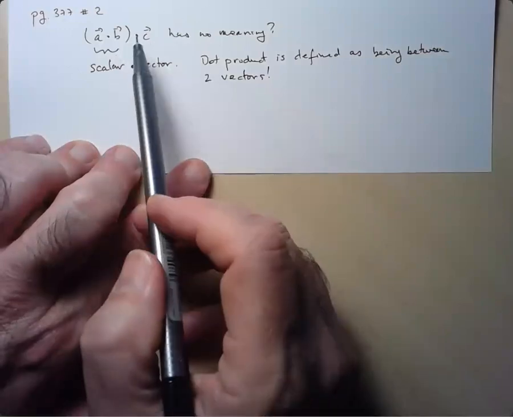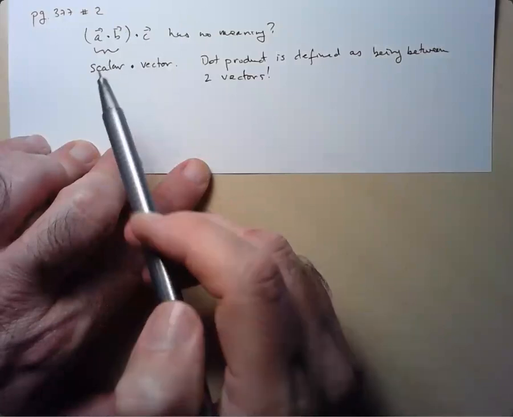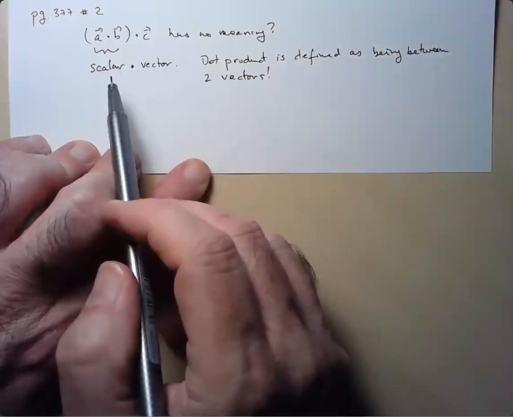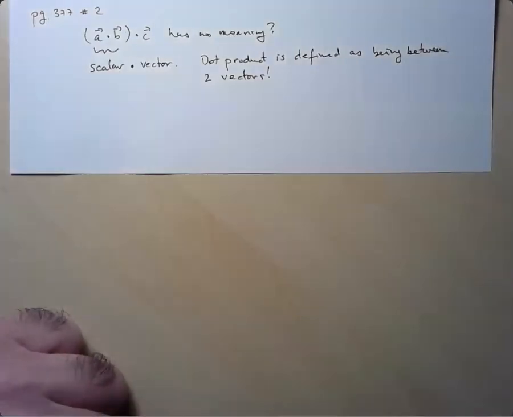So the fact that that first operation that you perform produces a scalar quantity, you then realize that you cannot take the dot product with that vector quantity. Any questions on that one?